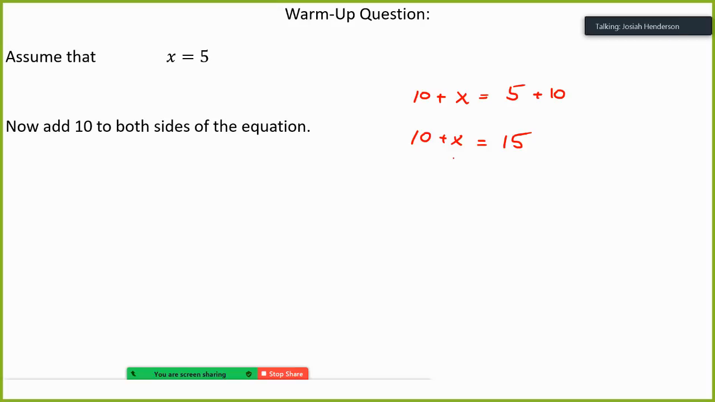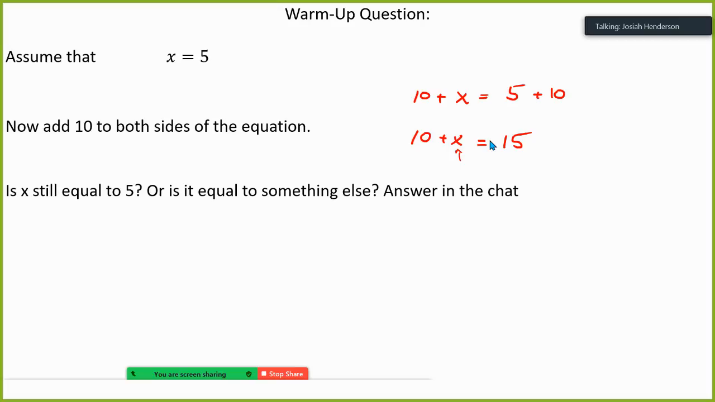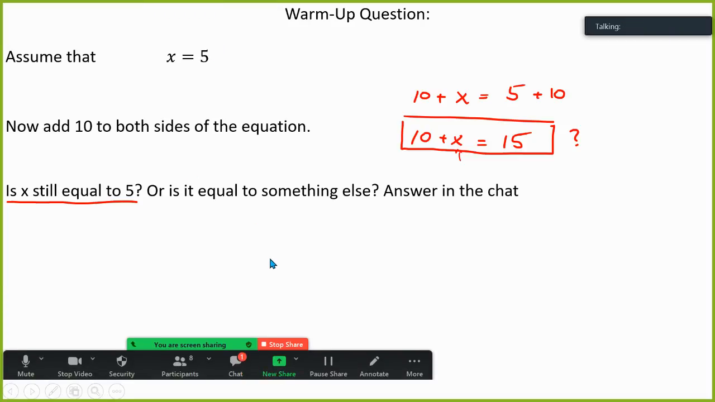But even without plugging in x is equal to 5 right here, without doing any substitution, my question to you is this: is x still equal to 5 right here? Or is it equal to something else? Is x still equal to 5 after we added 10 on both sides? After we manipulated it a little bit? If you can answer me in the chat, just your thoughts, what do you think? Or if you want, you can turn on your mic and tell me too.